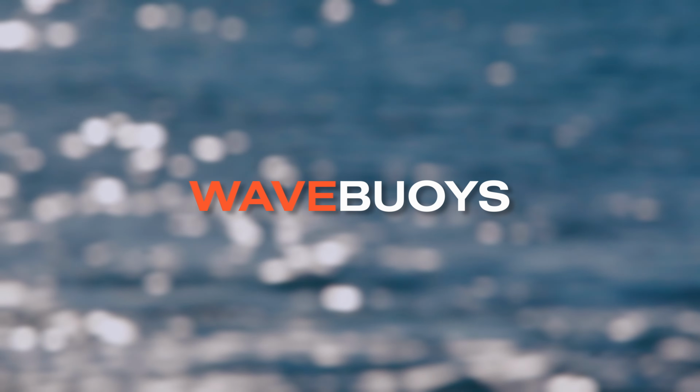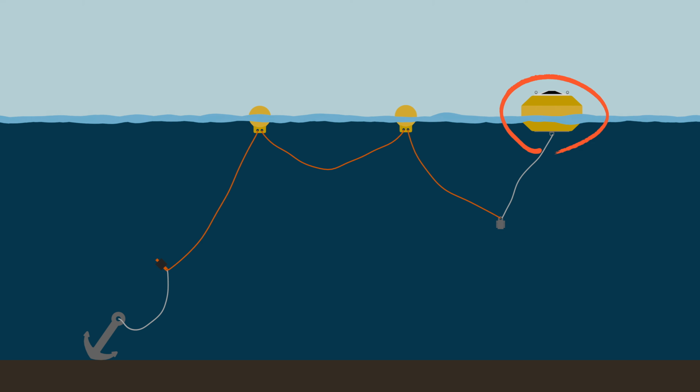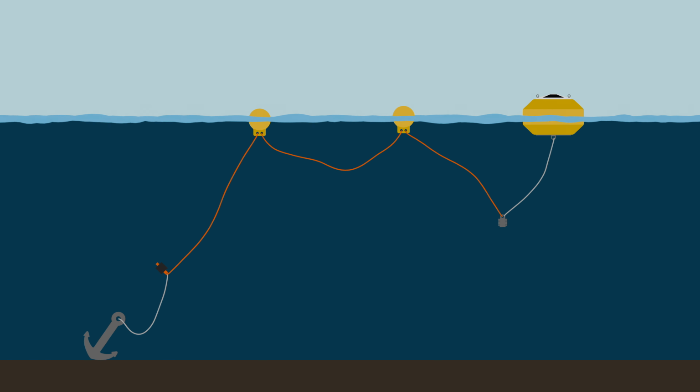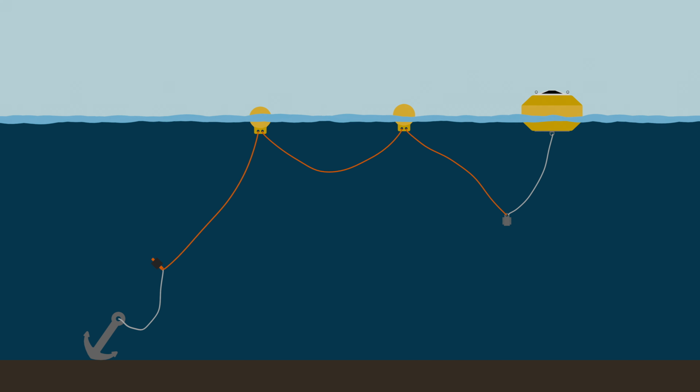First, let's talk about wave buoys, perhaps the most widely recognized tool to measure the waves. Picture a reasonably sized buoy floating on the ocean surface. It's kept in position by a mooring line connected to an anchor on the seabed, but it's free to move with the waves.